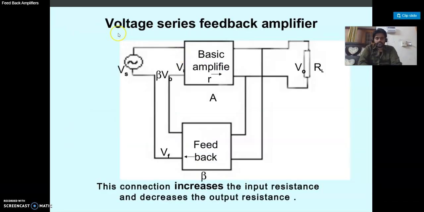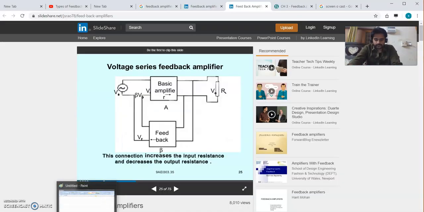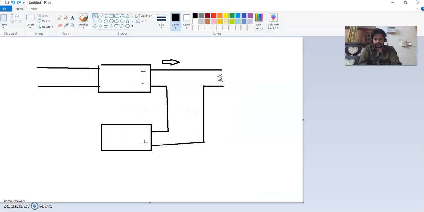Right? As students, please see here, voltage series. Series is the second word, so I have to take Vs as the input source, right? Fine. So here the first word is voltage, so I have to take the voltage quantity from the output side, right? So let me take the basic amplifier. Let me draw the circuit.